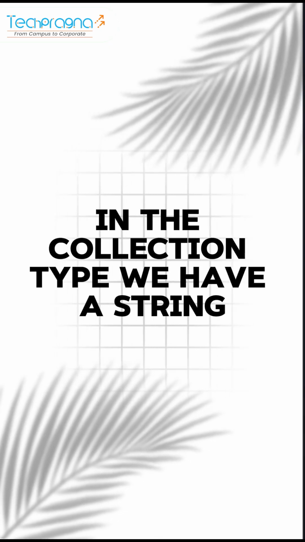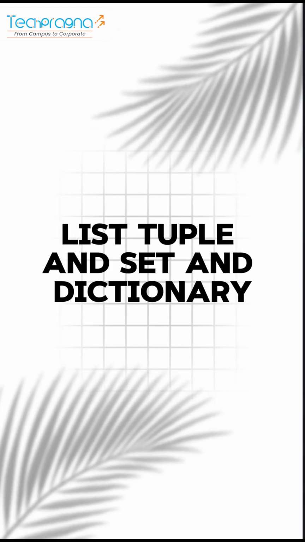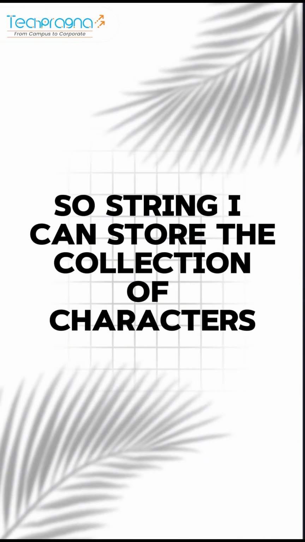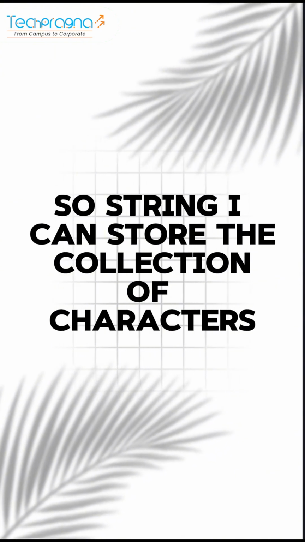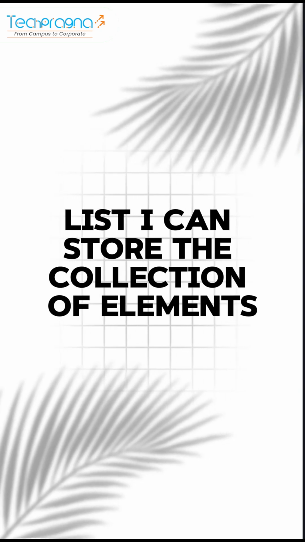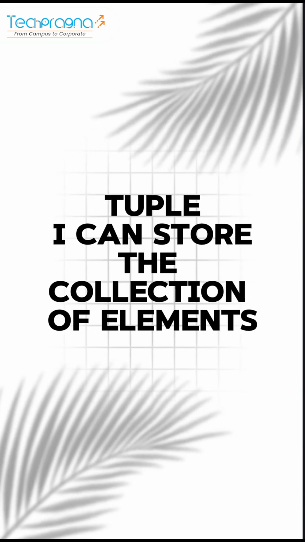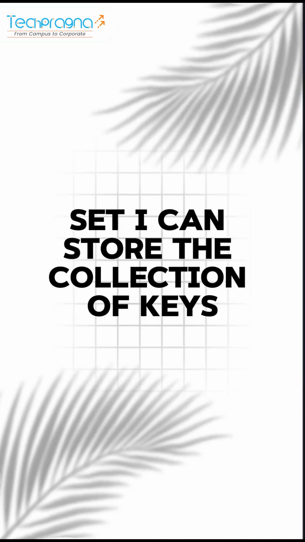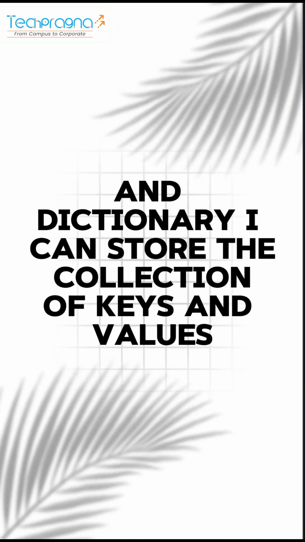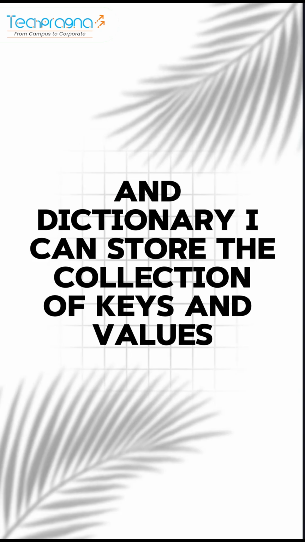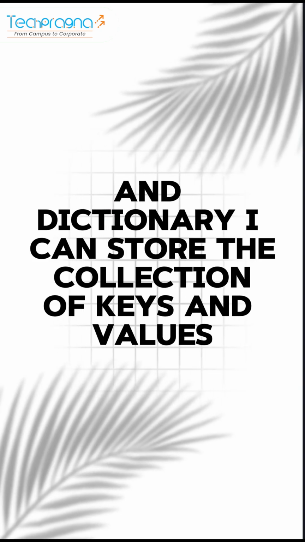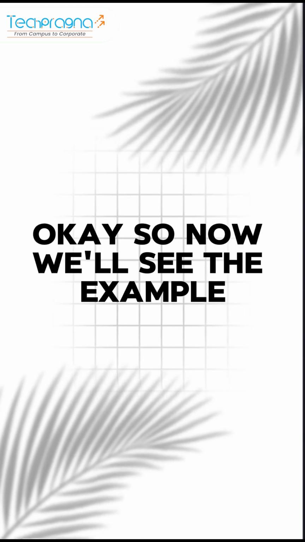In the collection type, we have string, list, tuple, set and dictionary. In a string I can store a collection of characters, in a list I can store a collection of elements, in a tuple I can store a collection of elements, in a set I can store a collection of keys, and in a dictionary I can store a collection of keys and values. Okay, so now we'll see the example.